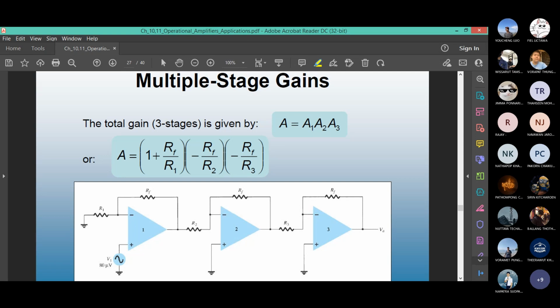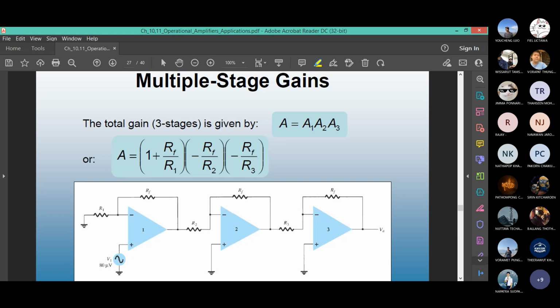Just like with any amplifier, for example BJT, you can have multiple stage amplifiers with op-amps. Every stage has its own gain depending on whether it's an inverting op-amp or a non-inverting op-amp. It has its own gain equation. When you connect multiple stages like this, where the output of the first stage is the input of the second stage, the output of the second stage is the input of the third stage, and so on, this is also called a cascade connection.